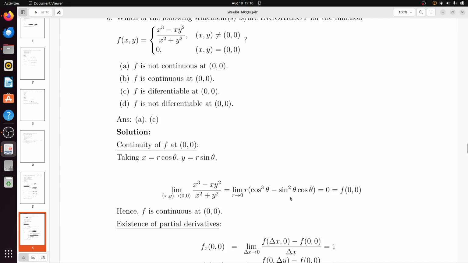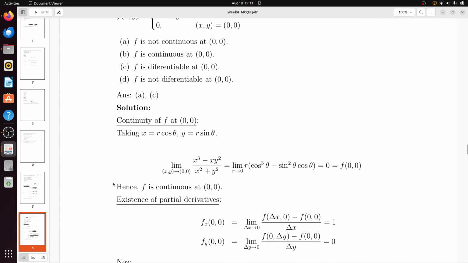So now in the numerator part, r cube cos cube theta minus r cos theta into (r sin theta) whole square, and here x square plus y square means r square. So r square will cancel with one r, so the limit as r tends to 0 of r (cos cube theta minus sin square theta cos theta) equals 0. Hence f is continuous at (0,0).